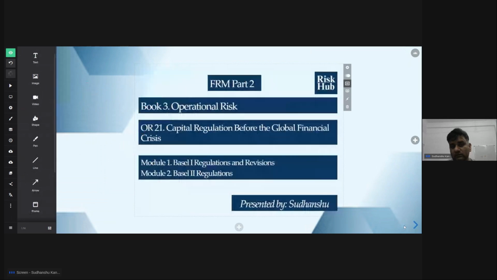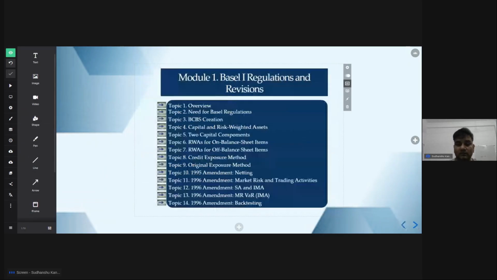So again, the chapter was capital regulation before the financial crisis. A lot of theory, right? Some formulas also, but a lot of theory. You need to understand the logic behind it. So two modules: Basel I regulation and revision, and Basel II regulations. Important topics: try to understand two, three methods here, which are very important. Try to understand how CEA is calculated, how the original exposure method is calculated, how RWAs for on balance sheet and off balance sheet are calculated, right? What are the different amendments? What changed here? Just have an idea for backtesting also.